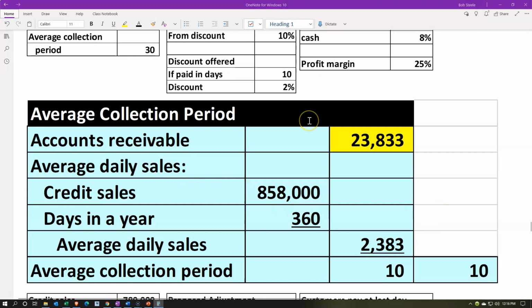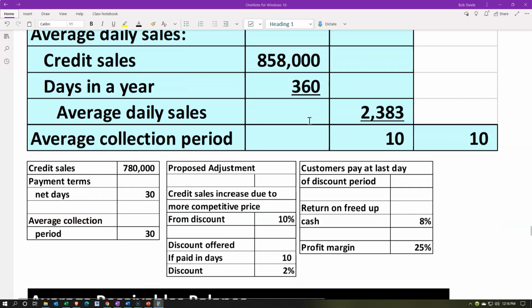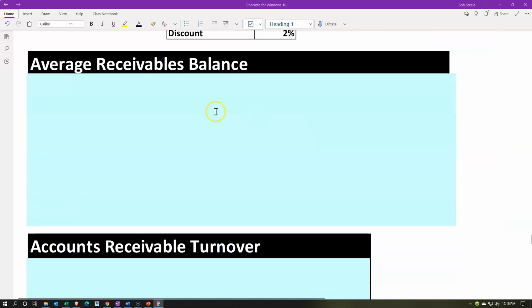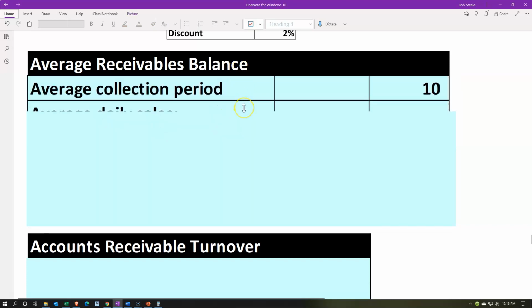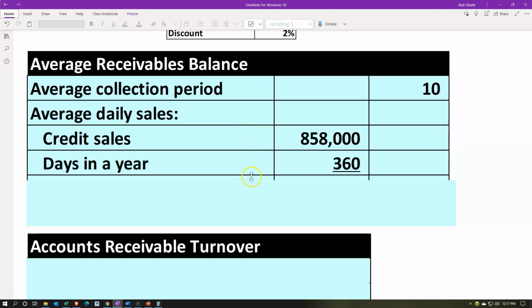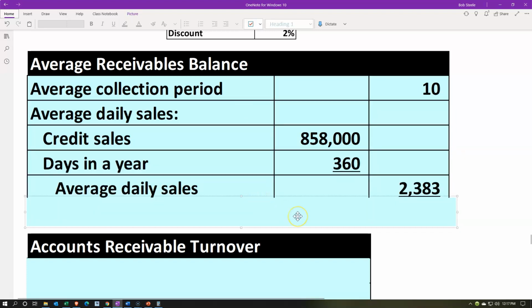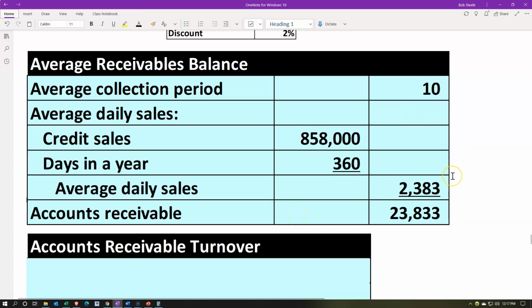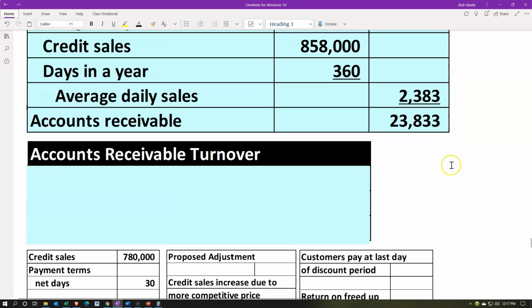Now, if you were to rewrite this and ask somebody or take a book problem, they would do the same calculation, but act like you need to memorize accounts receivable or another formula to do so. You don't, but it would look like this. Average collection period 10, average daily sales, credit sales, days in a year, dividing that out gives us about the 2383. Then the 10 times the 2383 giving you the 23,833.